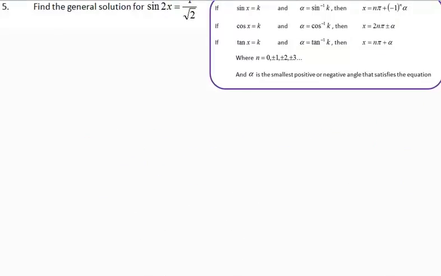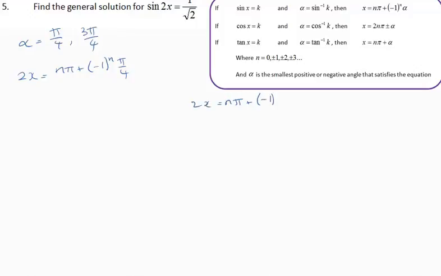So we come back here. So here we have our alpha is equal to, and we're positive, so we're going to be in quadrants 1 and 2. So pi on 4 and pi minus pi on 4 is 3 pi on 4 here. So we say, well, instead of our x, we can write here our 2x into our formula. N pi plus minus 1 to the power of n alpha, so we've got pi on 4, and our other case here, we'll just write it over here a bit. 2x is equal to n pi plus minus 1 to the power of n, 3 pi on 4.